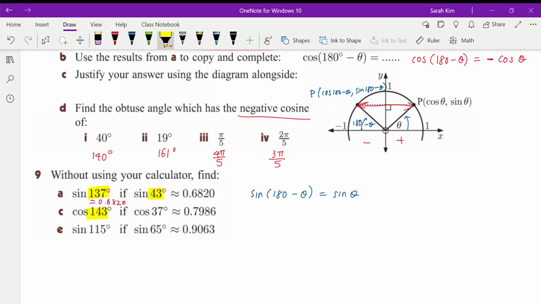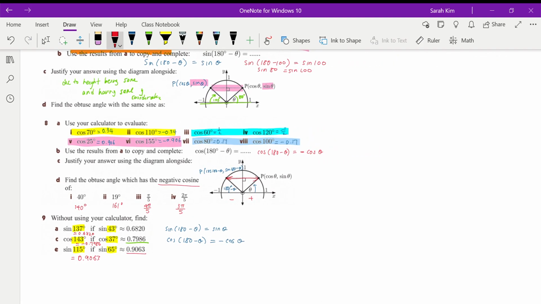Let me just double check using a calculator that these add up to 180 because it could be a trick question. Now with cos, the relationship's a little bit different. We just summarized it. So if I'm 180 take theta, it's going to be minus of that cos. So whatever that answer was, this answer is just going to have a minus at the front. So my answer is negative 0.7986. Again, last one, 115 plus 65 gives me 180. Lovely. So that at least adds up to 180. It's a sine relationship, so the answer is going to look exactly the same, 0.9063.